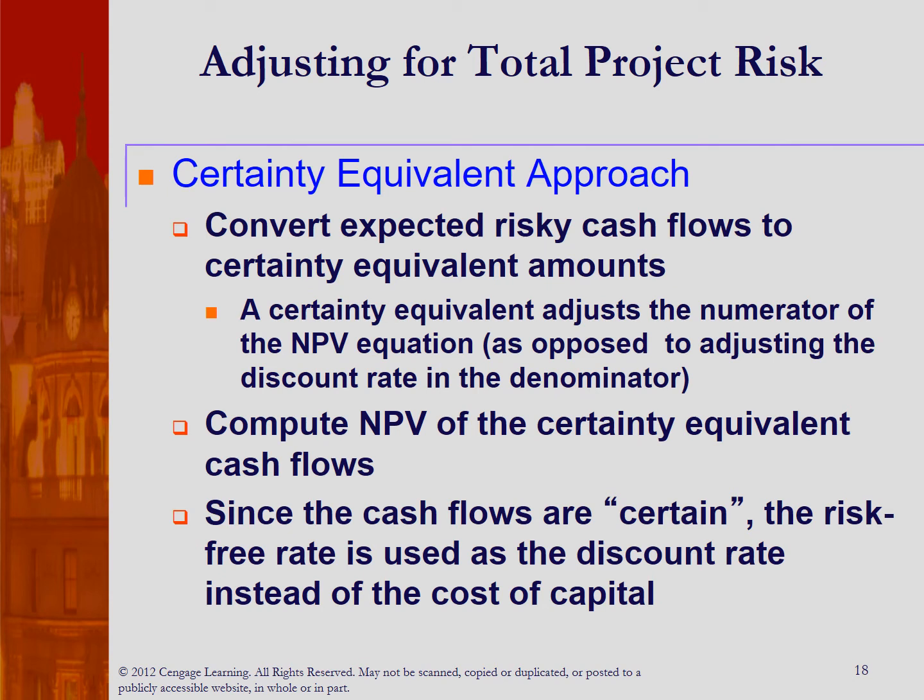Another common procedure for dealing with risk in capital budgeting is to reduce the forecasts of cash flows to some conservative levels. A certainty equivalent approach is to convert expected risky cash flows to certainty equivalent amounts, which are cash flows to be obtained with certainty. Now, when computing net present value using certainty equivalent cash flows, the discount rate should be the risk-free rate because there is no risk associated with these cash flows.